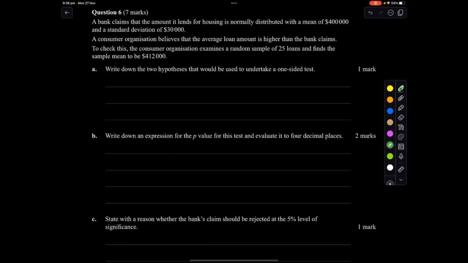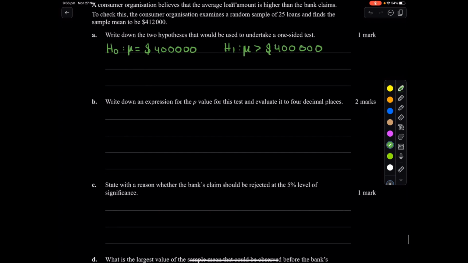Nice and easy. Your null hypothesis, we will just write, is that the mean is 400,000. And your alternative hypothesis, we're saying that it's actually greater than 400,000. Done. Write down an expression for the p-value for this test and evaluate it to 4 decimal places.